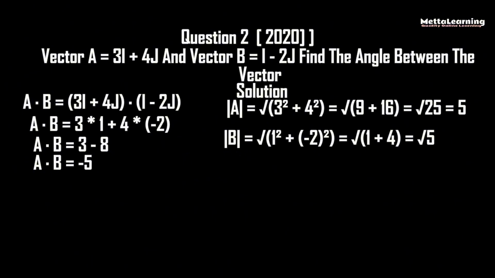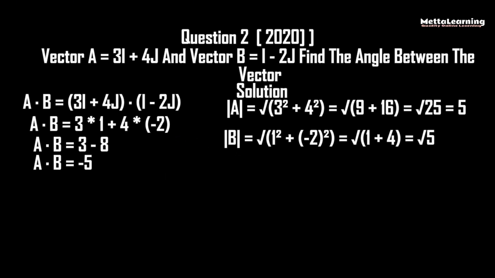Remember, we said the first thing we have to do is to get the scalar product of A and B, which is equal to minus 5. The next thing we did is to calculate the magnitude of A and the magnitude of B. So the magnitude of A is 5 and the magnitude of B is the square root of 5.